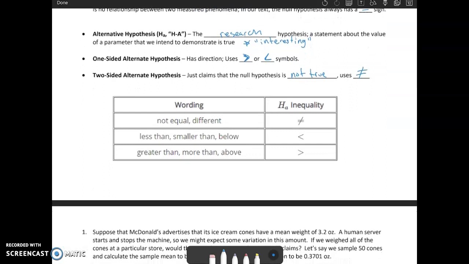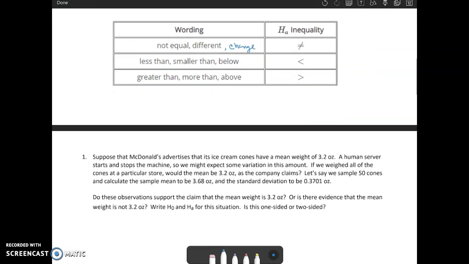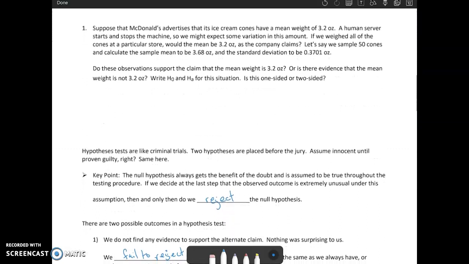So wording here, we would have for the not equal to, or different, or another word that we can add, there is change or changed. Did something change? That would be a not equal to sign. Or we could have less than, smaller than, below, anything like that, or greater than, more than, and above. So watch your wording whenever you do these, to be very, very careful about that alternative hypothesis symbol that you use. Let's go ahead and look at an example now.